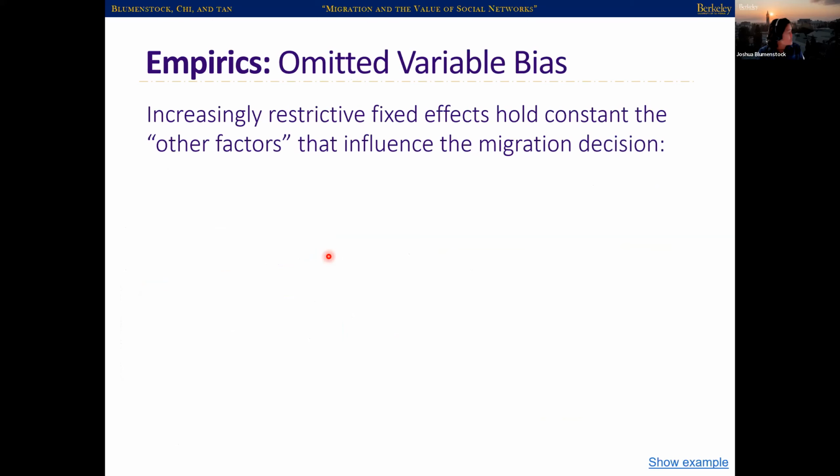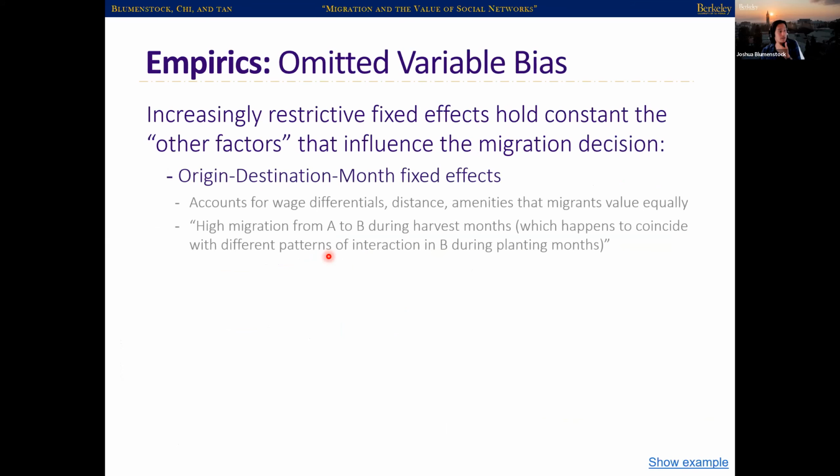The second thing we're going to do is what one of our referees called the death by fixed effects identification strategy, where, acknowledging that there are a lot of other factors that influence the migration decision, we're going to try and use fixed effects to hold those constant. So a lot of you may be worried about first order concerns like, well, certain destinations have certain amenities.